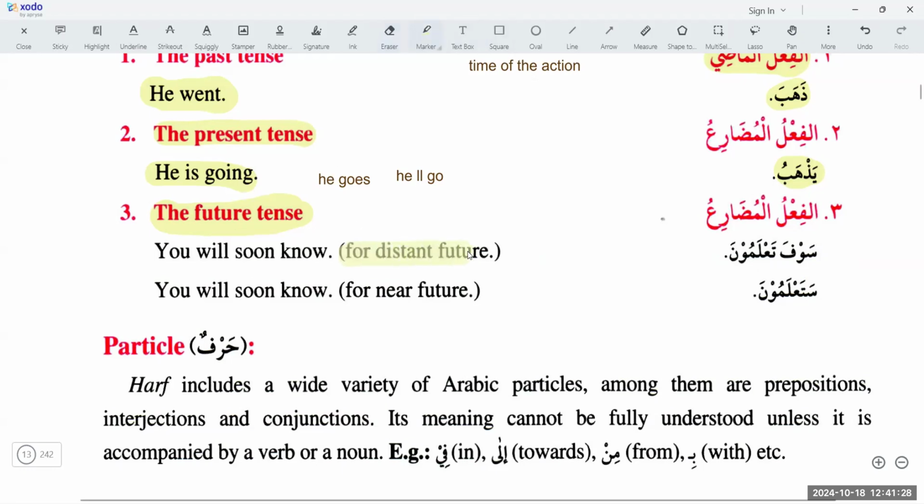For the distant future, we use sawfa. And sa, the meaning is the same, but sa we use for the near future. If there is a sawfa, it means a distant future, and if there is a sa, it means the near future.